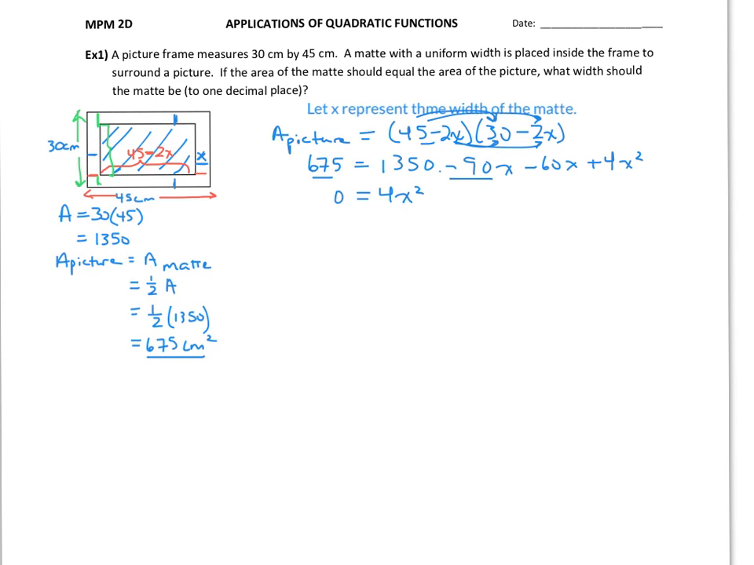I'm going to collect my like terms here. That's going to be a minus 150x. And then I'm subtracting 675 from both sides, and I'm going to end up with a plus 675.